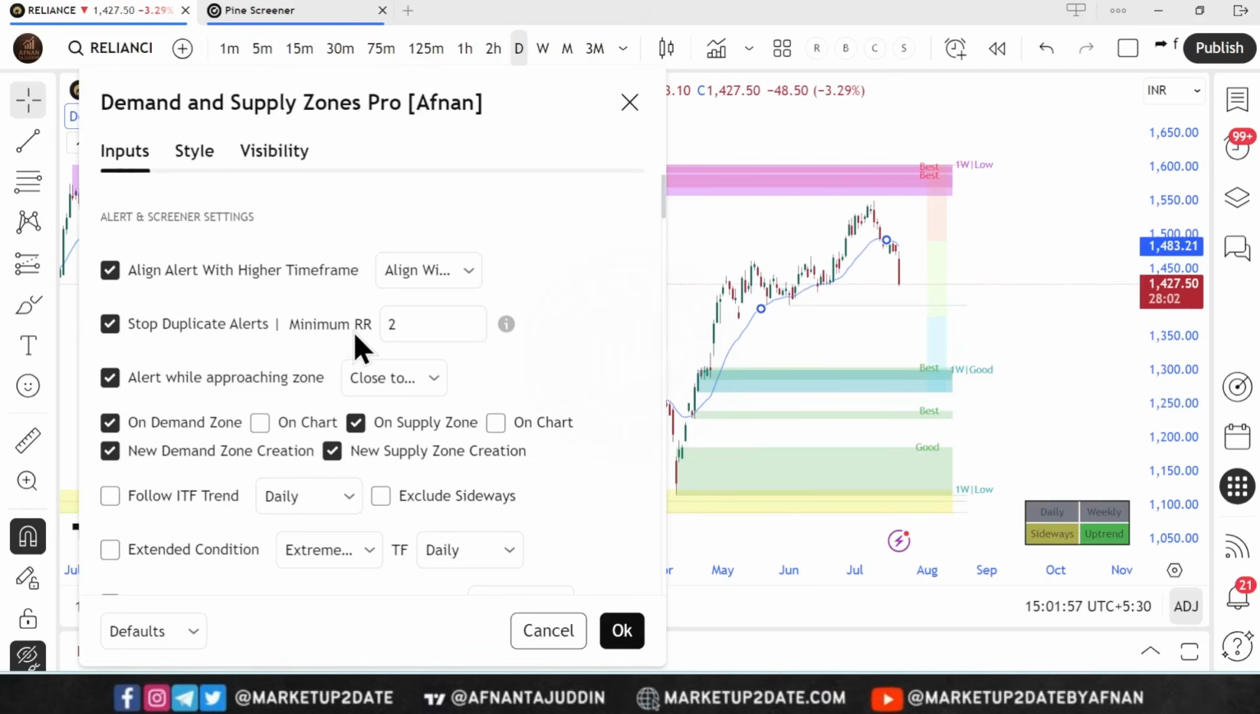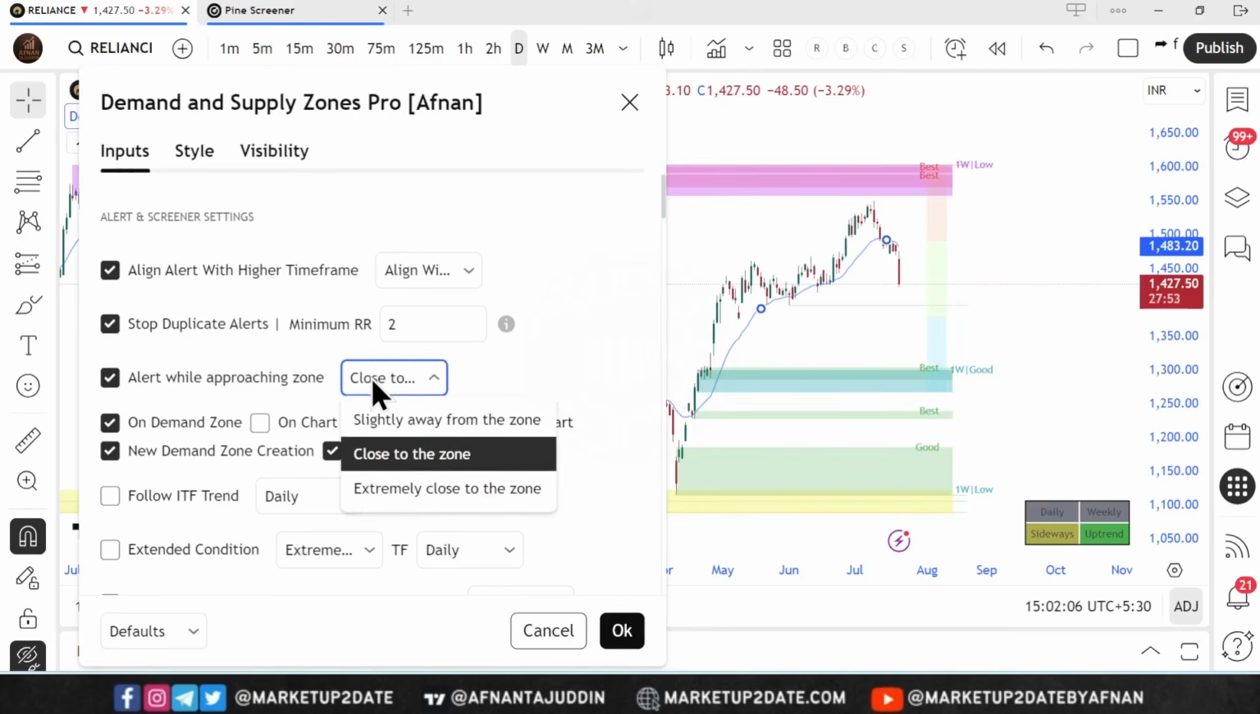Alert while approaching zone lets you get an alert before the price touches the zone. You can set it to trigger when the price is extremely close to or slightly away from the zone, giving you time to prepare. Under core alert toggles, we have on-demand zone and on-supply zone.